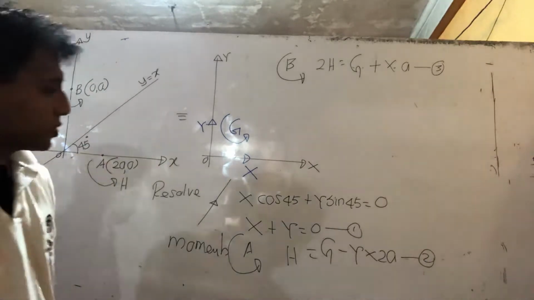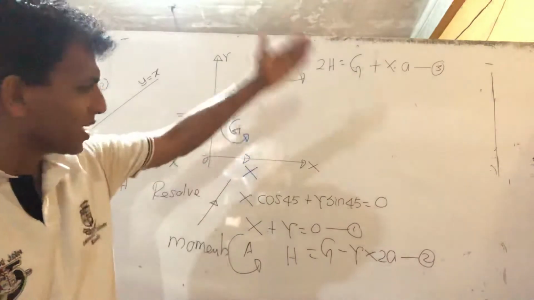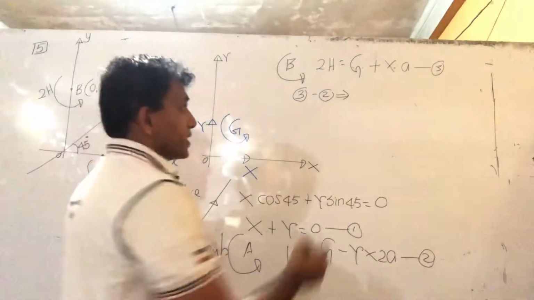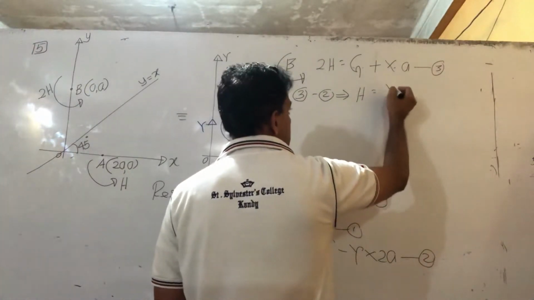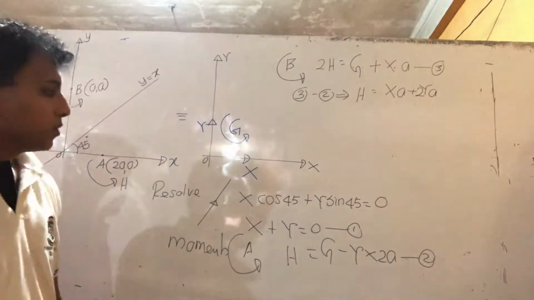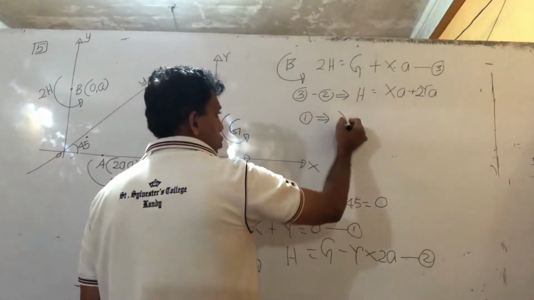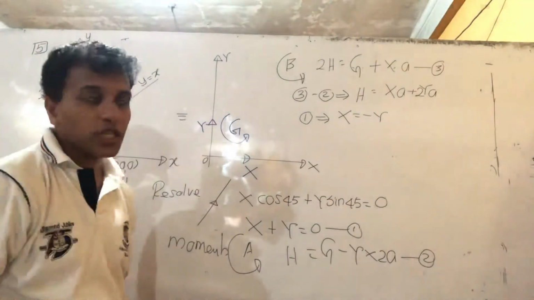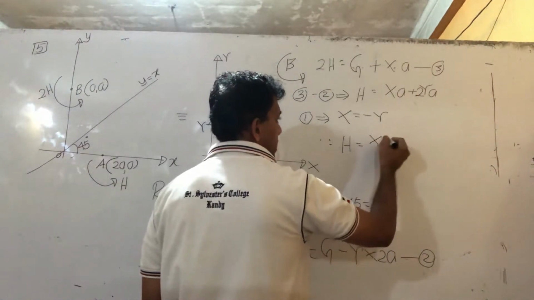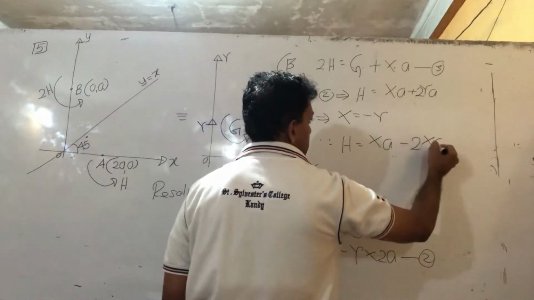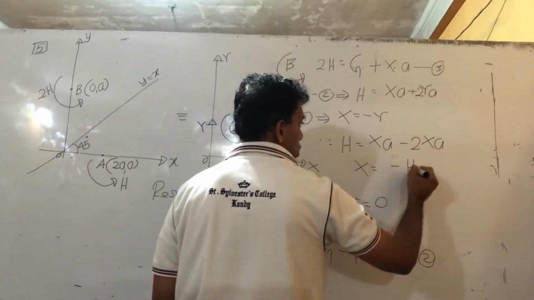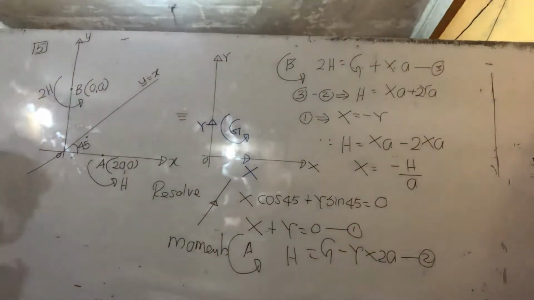So what they asked, to simplify, think of a simple method. If you remove G, by subtracting the second from the third, 2H minus H, that is H. G cancelled. Xa plus capital Y into 2a. From the first equation, X equal to minus Y. So we apply that: H equals Xa minus 2Xa. So the X answer is minus H over a. X equals minus H over a.